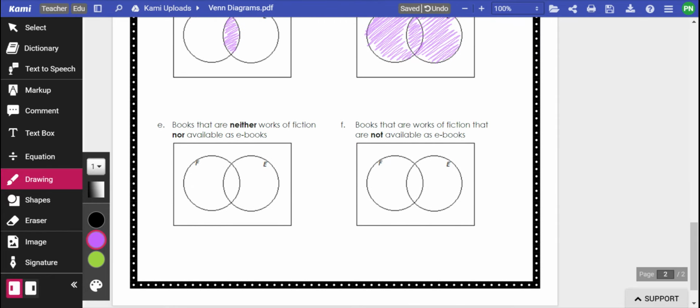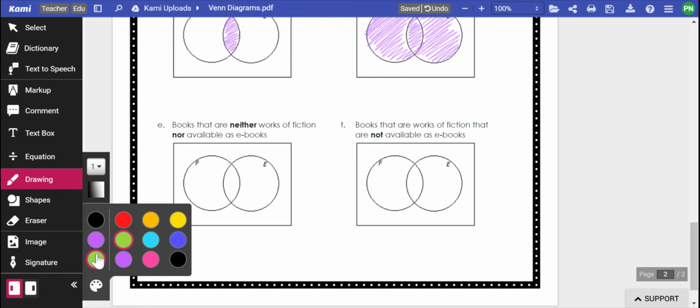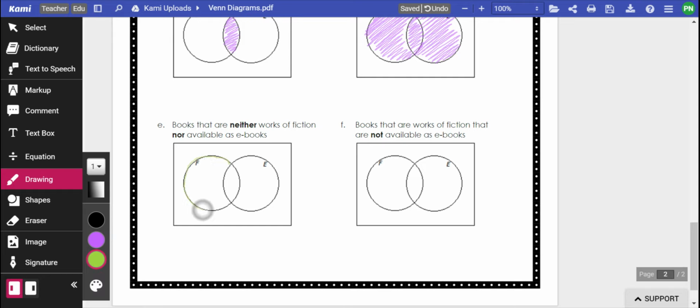Okay, last two. So books that are neither works of fiction nor available as ebooks. So that means I don't want it to be within this category and I don't want it to be within this category, which means I want something completely on the outside. So that means I'm going to shade outside of both of my circles in this one. And that's that. All right, last one.